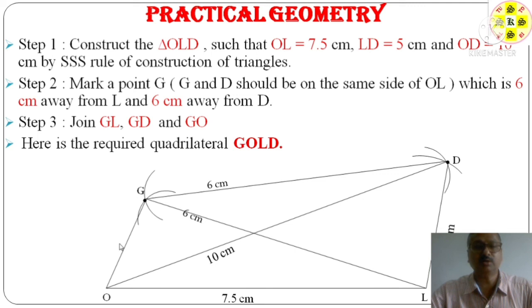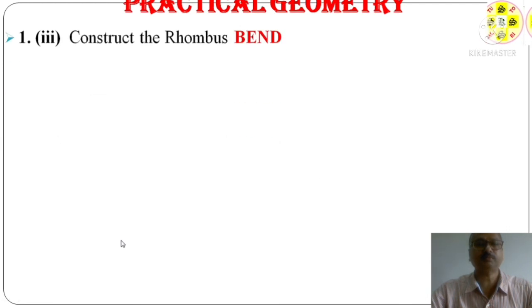Whatever the measurements given, if something is not given, no need to write that measurement. And as an additional part, if I find the measurement of GO, then using a scale we can find this. Now next move to the next question.